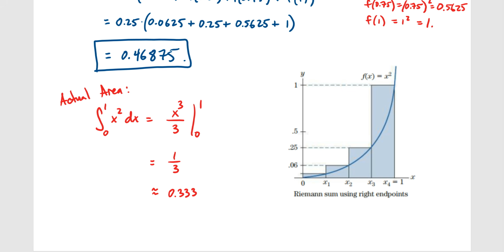So we can see that our approximation was an overestimate. It was just a little bit more. And you can tell that it's going to be an overestimate because of all of these little chunks that we had extra that are actually not part of the area under the curve.